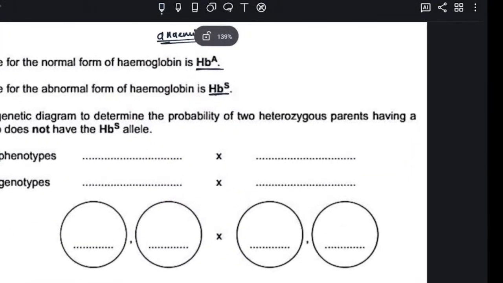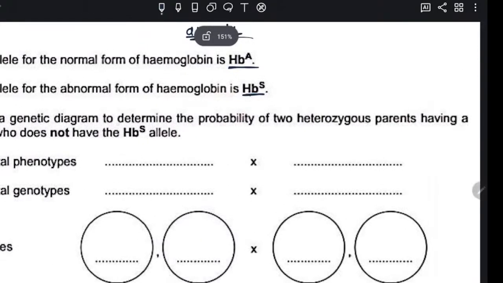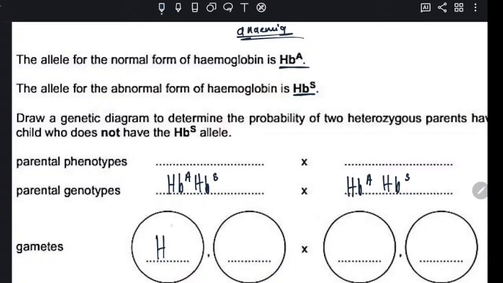Let's do it for two heterozygous parents. So if we come to the genotypes of the parents, we've been told they're heterozygous. So you say HBA, HBS, HBA, HBS. These are heterozygous, which means both parents have both alleles. If you're heterozygous, it means you have both alleles, right? So now they said, tell us the gametes. The gametes you just separate. There's HBA, there's HBS. Then there is HBA, and then there is HBS.